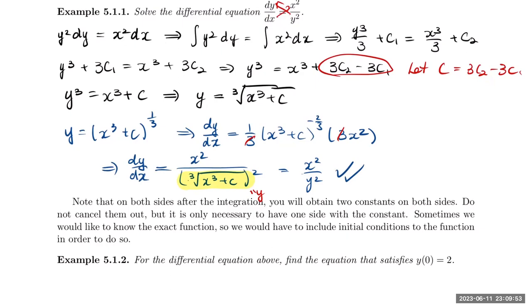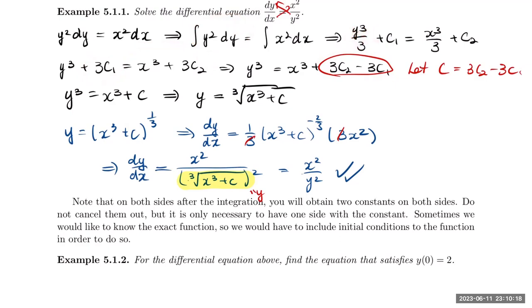But it's only necessary to have the constant on one side just to make things a lot easier for us. So for example, since I brought the 3c1 to the other side and I let this be a constant, that's going to take more steps. So what I'm going to do is just go ahead and ignore the constant that I obtained on the y and just put it on the right side because it'll end up being a constant regardless.